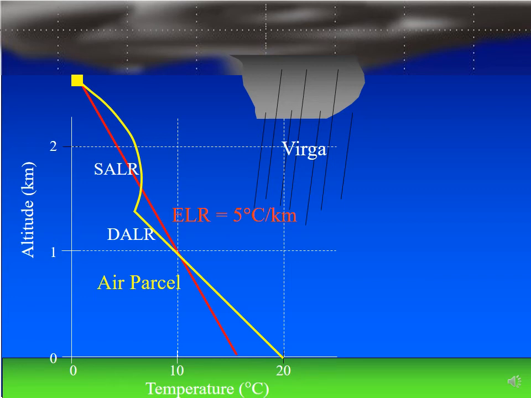But in this particular case, as it continues to descend following the dry adiabatic lapse rate, it once again gets warmer than the environment, and it's going to become positively buoyant. So this is not a good situation for a downburst, and let's see how that air parcel behaves as it descends from cloud base.